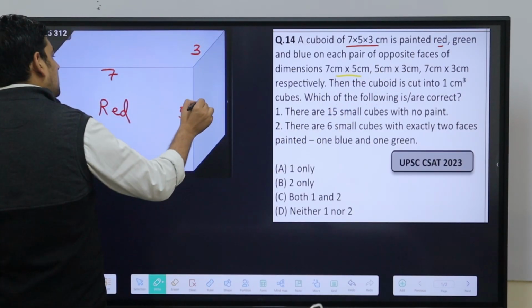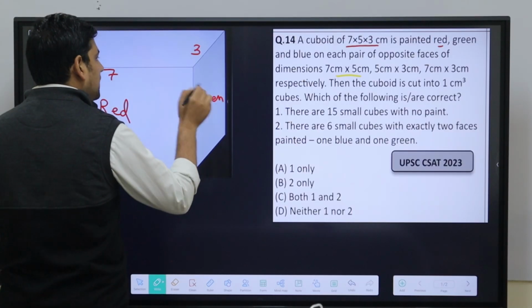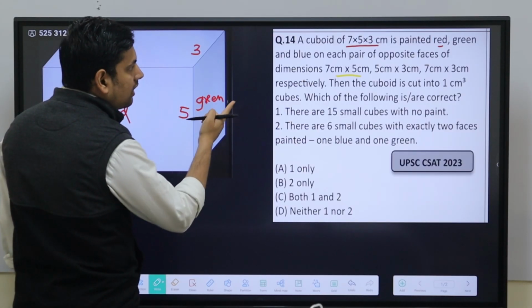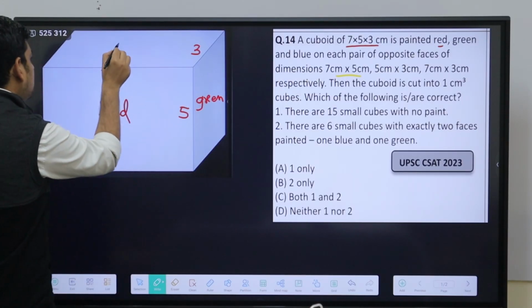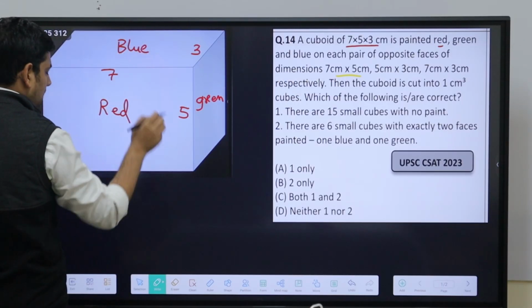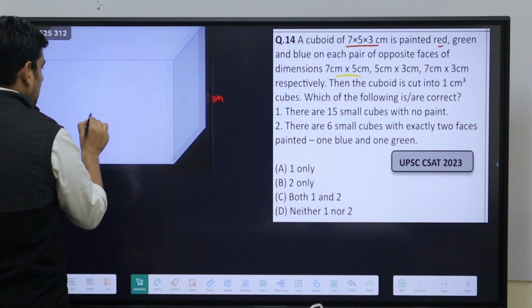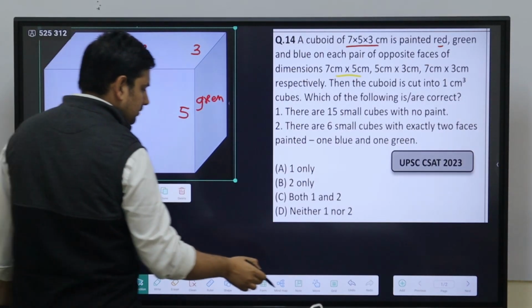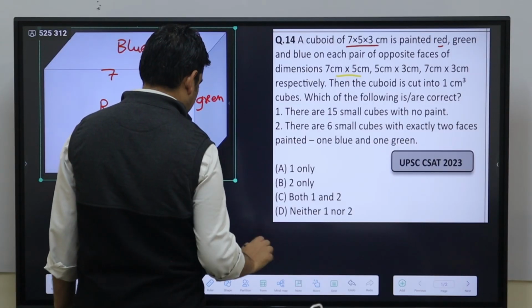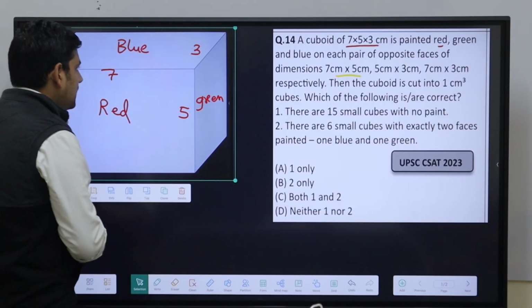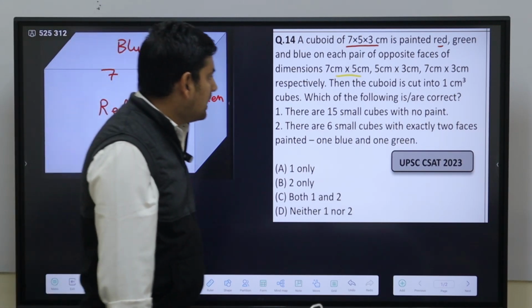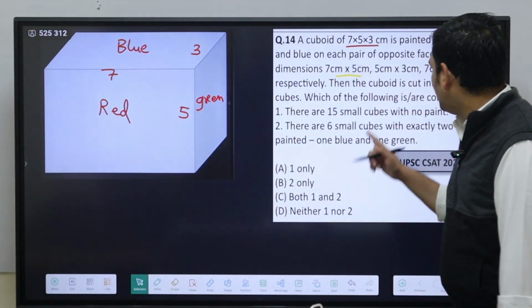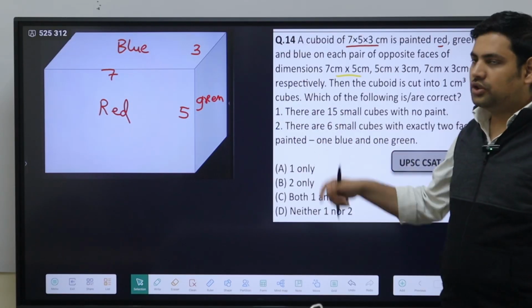Then it says it is painted green on the 5 into 3 side. So 5 into 3, this is painted green. Then next, 7 into 3 is painted blue. So this is painted blue. Okay, so these are the side lengths and their colors. Now it is saying the cuboid is cut into 1 centimeter cubes.